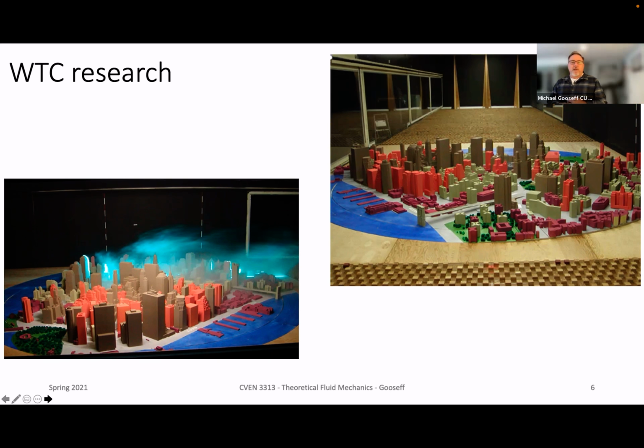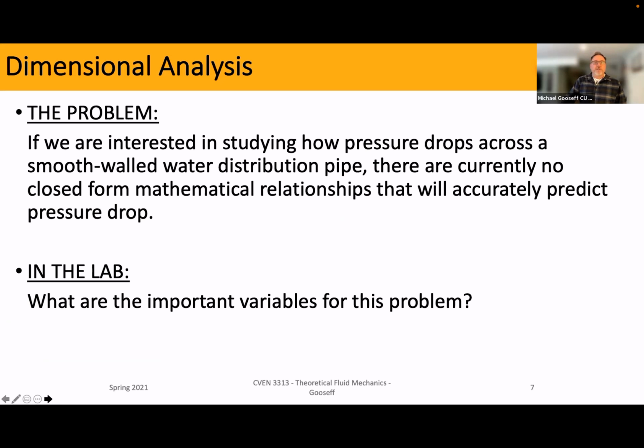So the problem is, if we are interested in studying how pressure drops across a smooth-walled water distribution pipe, for example, there are currently no closed-form mathematical relationships that will accurately predict the pressure drop. And in the lab, we could try to develop some relationships to predict how pressure drop is related to the other factors occurring there, maybe the diameter, in the context of a particular setting.